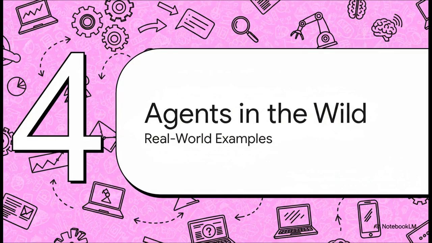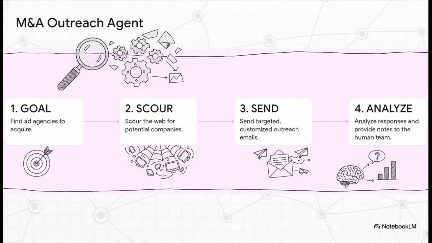Okay, I know this might still sound a bit abstract, so let's look at a couple of really powerful examples of AI agents that are already out there operating in the wild today. Here's a great business case from Neil Patel. His company gives an agent a simple goal: find us ad agencies to buy.